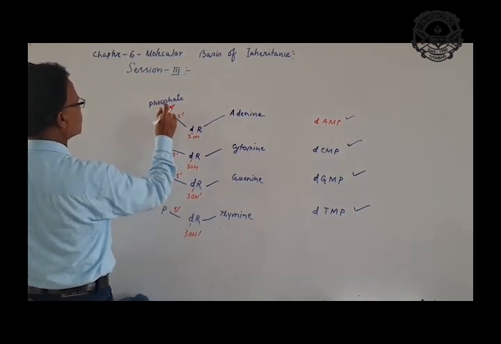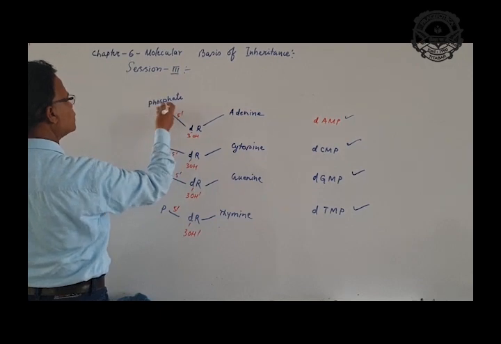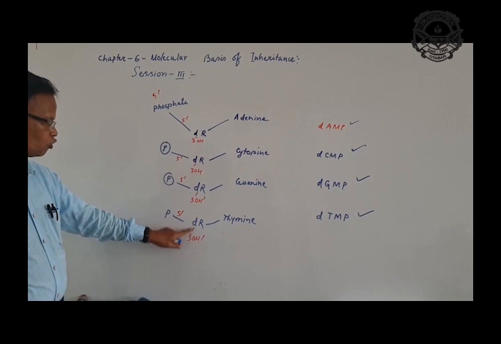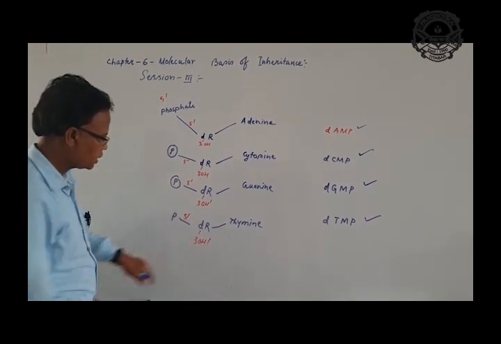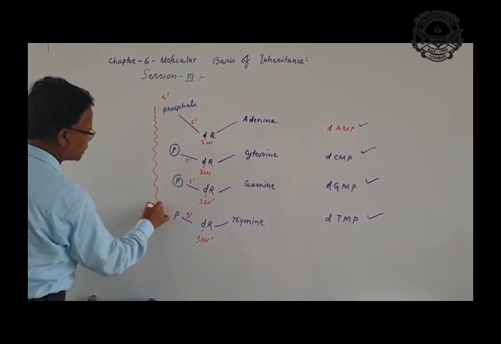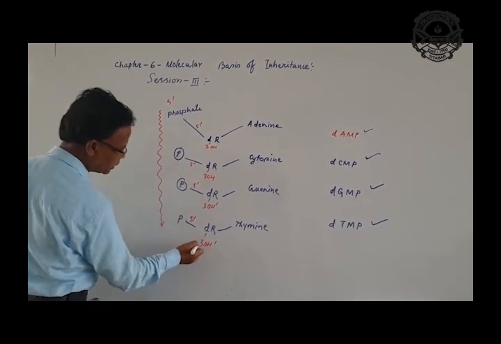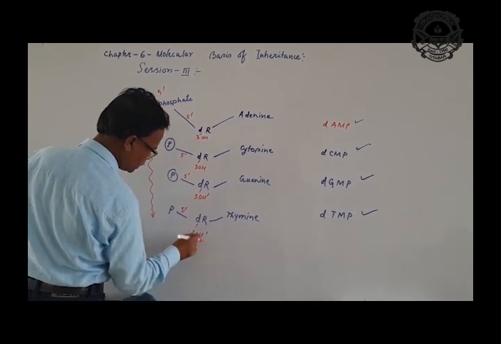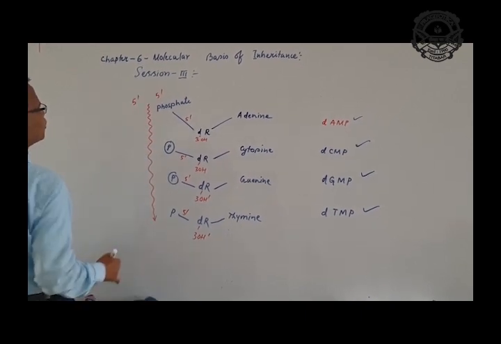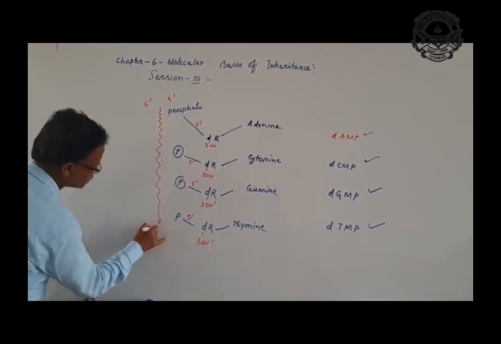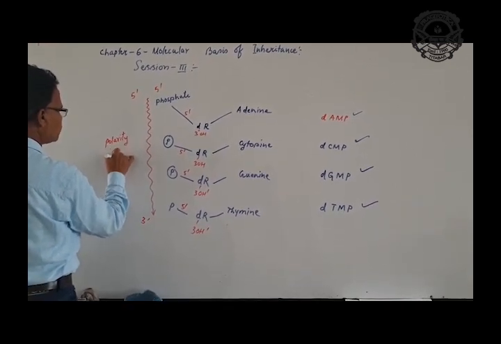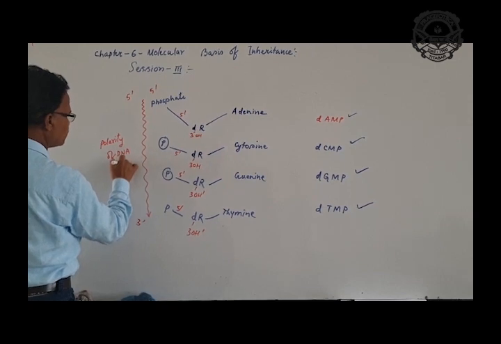So the phosphate group of the first nucleotide is at the 5' end of the DNA, and the last deoxyribose sugar, where there is no further attachment of a phosphate group, forms the 3' hydroxyl end. So the starting end of the chain can be designated as 5', and the ending end, the last terminus, is designated as the 3' end. So there is a direction in the DNA molecule running from 5' to 3'. This is the so-called polarity of the DNA chain.